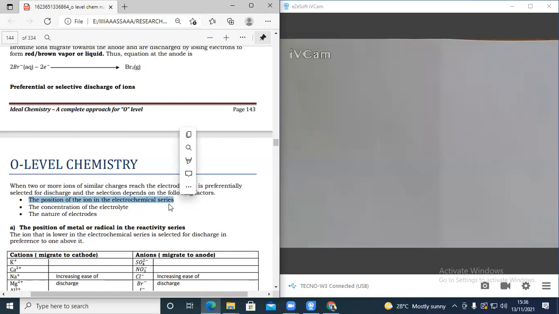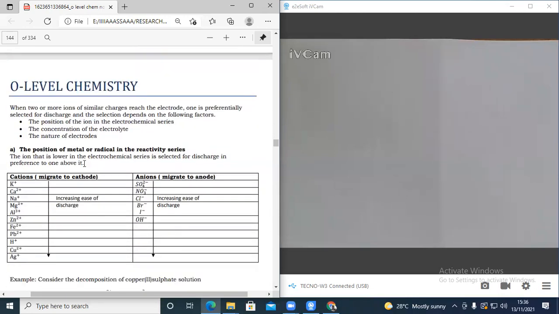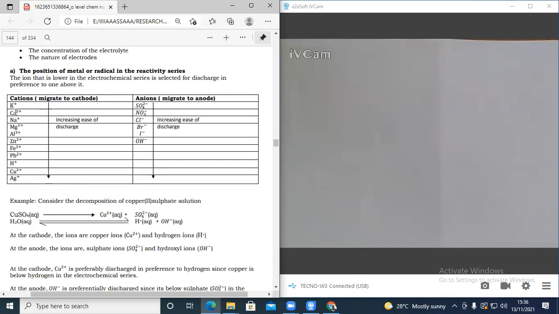We looked at this one in detail last time, and we found out that it behaves as follows. Number one, the ion that is lower in the electrochemical series is selected for discharge in preference to the one above it. We looked at the reactivity series, that if a metal is more reactive up here, it is left out and not discharged on that electrode. So the one down is picked from the solution and is the one that is deposited at that electrode.